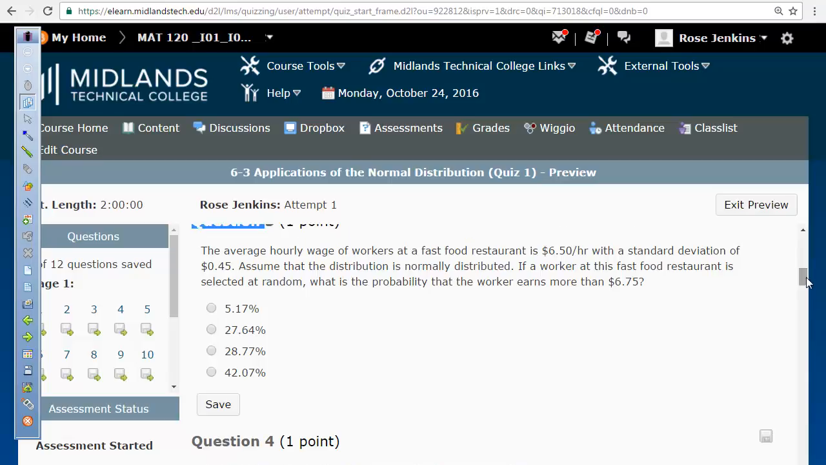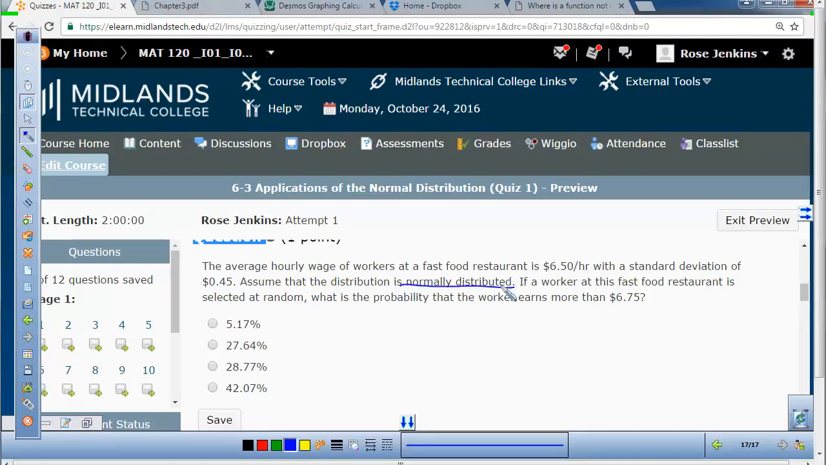All right, here's another example. The average hourly wage of workers at a fast food restaurant is $6.50 per hour with a standard deviation of 45 cents. Assume that the distribution is normally distributed. Okay, so that should give you an idea about what to do. Anytime we know that something's normally distributed, our first question should be, what is the mean? What's the standard deviation?